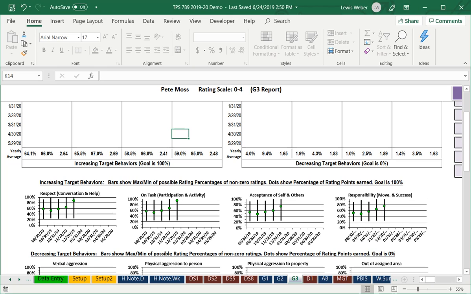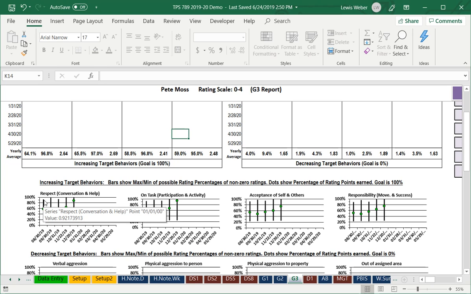Because only positive values, 1 through 4, are included in the intensity. Zeros aren't included. So the bottom of the bar is all ones. The top of the bar is all fours. Now, you say, well, if you got all fours and the dot would be at the top of the bar, why isn't it at 100%?